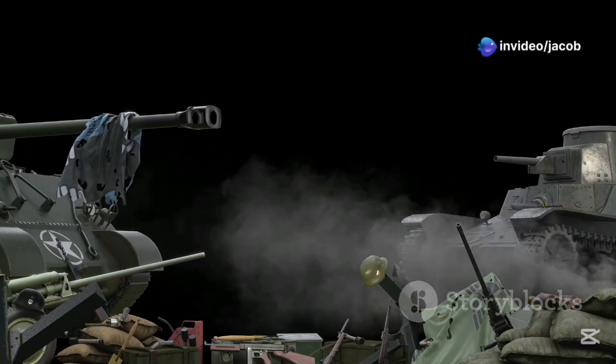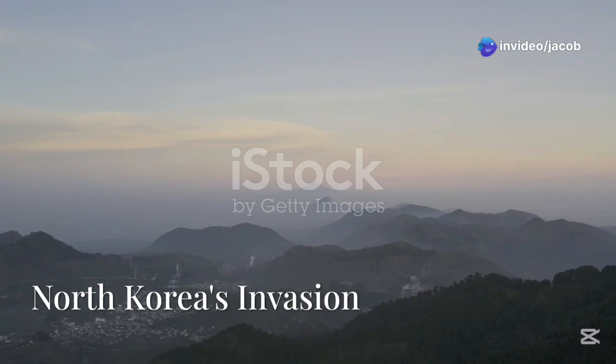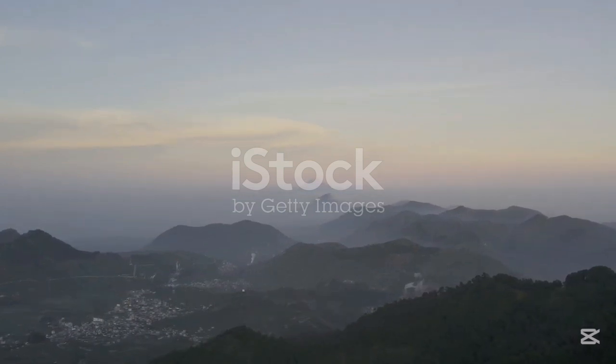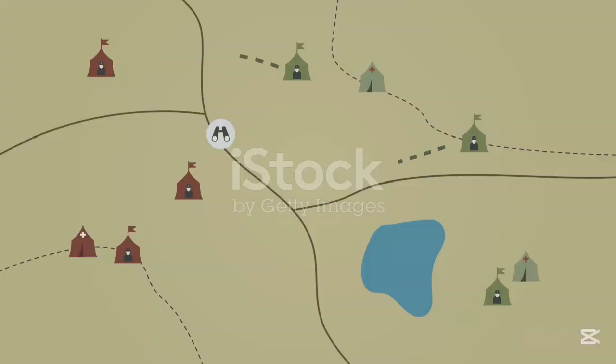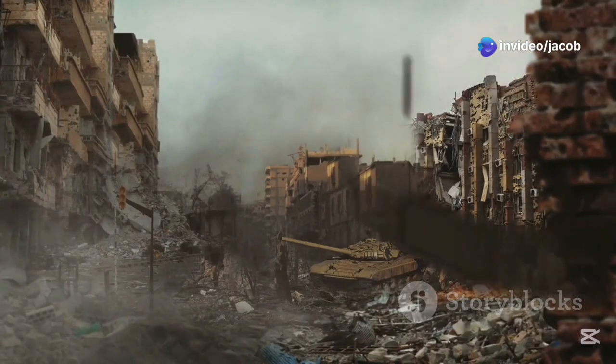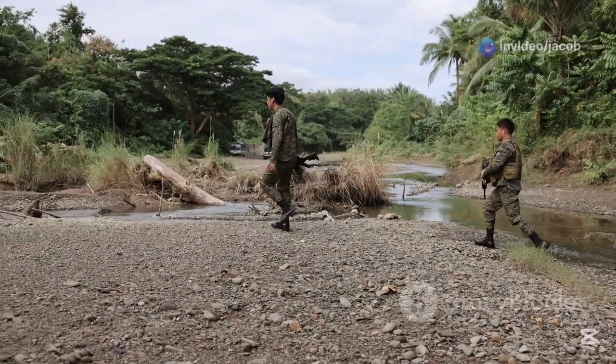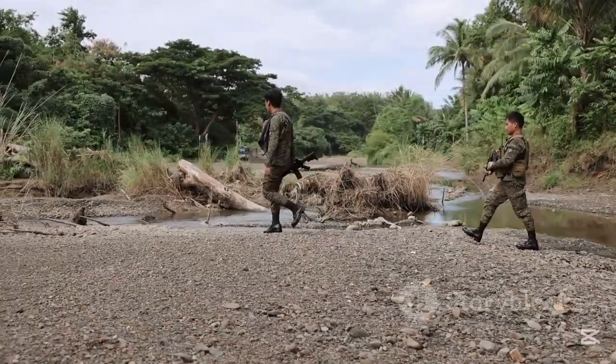North Korea was ready for full-scale war. On June 25, 1950, at dawn, North Korea launched a surprise invasion of South Korea. The well-trained and Soviet-equipped Korean People's Army swiftly crossed the 38th parallel. Within 3 days, the capital Seoul fell. The South Korean army, under-equipped and overwhelmed, retreated southward.